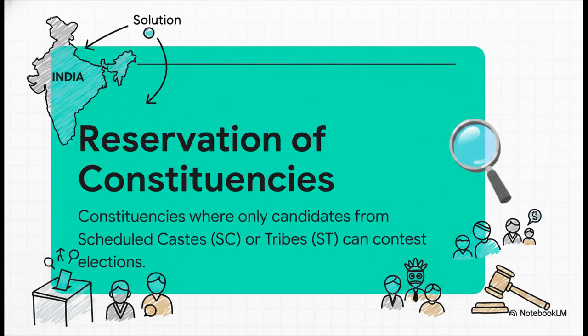And the solution they came up with was honestly pretty ingenious: reservation of constituencies. Here's how it works. In certain districts, everybody still gets to vote. But the only people who can stand as candidates are those belonging to a specific scheduled caste or scheduled tribe. This system guarantees, it's a guarantee, that these communities will have representatives in our legislature.